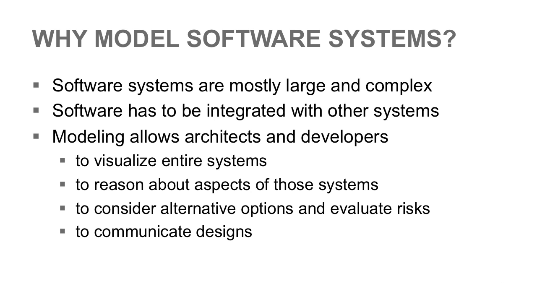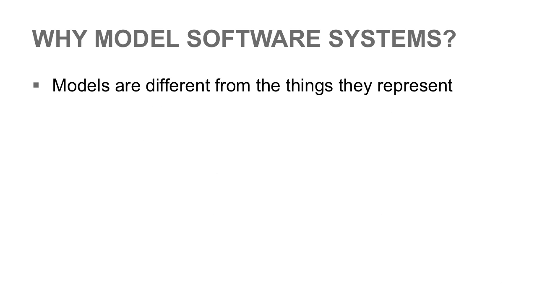Modeling also allows architects and developers to visualize chosen aspects of the entire system, to reason about those aspects of the system, to consider alternative options and to evaluate risks associated with the system and its software, and to communicate designs to other stakeholders, now and in the future. It's important to remember that the map is not the territory. Models are not the same as the things they represent. UML models aren't programs. They're abstractions of some features of a system that will be automated.